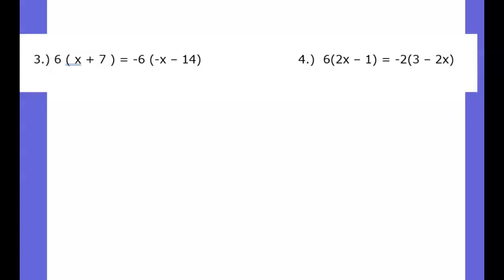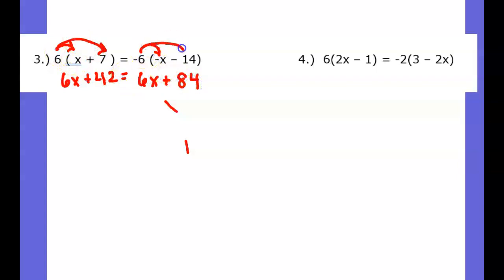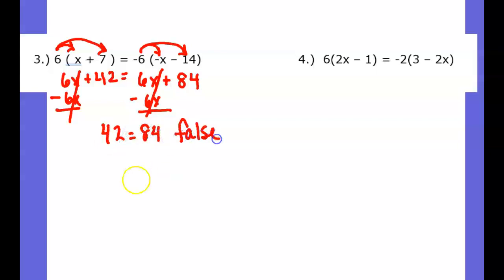So if you want, right now you can actually stop the video and try number 3. When you're finished, come back and check it. I'll just continue on. This is 6x plus 42, we distributed first, equals 6x plus 84. So when I subtract my 6x from both sides, we're going to subtract 6x from both sides. Again, they both cancel out. We're left with 42 equals 84. Now, that's a false statement. So this would be no solution.